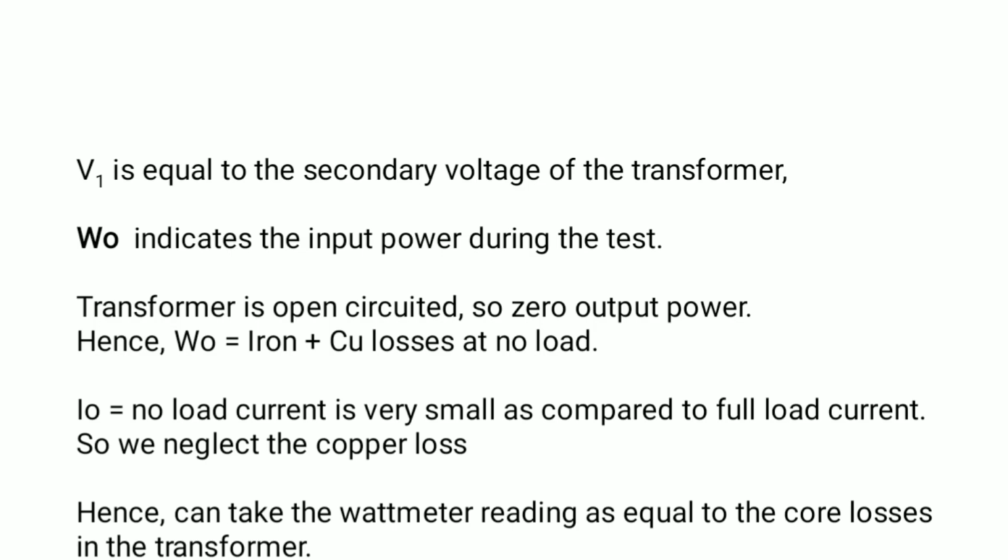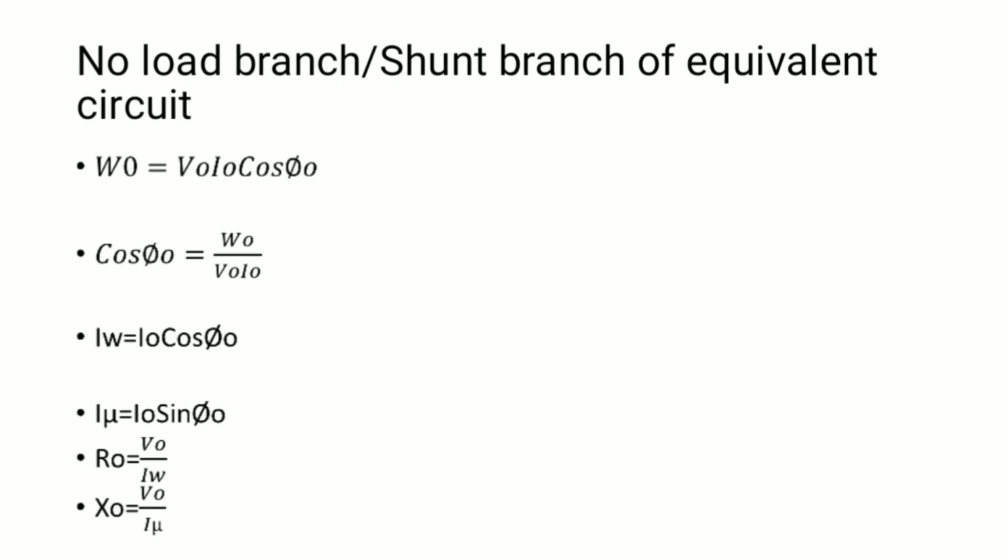So whatever power is measured by the transformer, it is used to supply the iron losses and the copper losses at no load. So no load current of the transformer is so small as compared to the full load current, so we are neglecting the copper losses. Hence whatever wattmeter reading shows, those are nothing but the iron losses or core losses. So that core losses help us to find out the no load branch or shunt branch equivalent circuit parameters. So core loss is equal to V0 I0 cos phi 0.